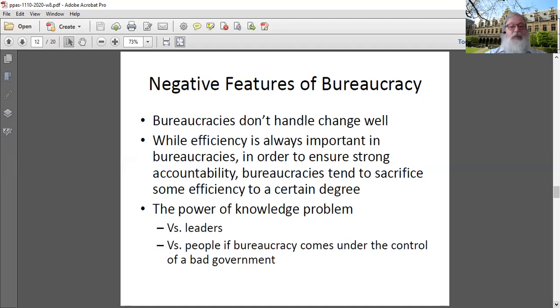The second problem is, what if this machinery for concentrating and focusing information and knowledge comes under the control of a really bad political leader, a bad government? And here I'm not talking about the sort of bad government we see from time to time in elected democracies. I'm talking about Adolf Hitler or Joseph Stalin, totalitarian dictatorships.